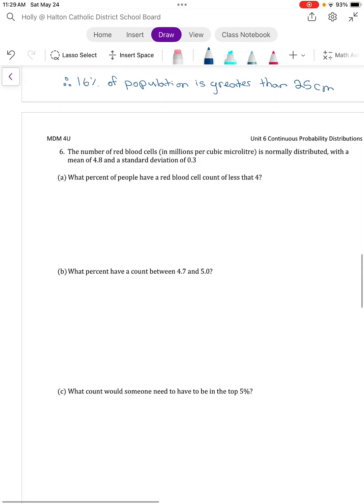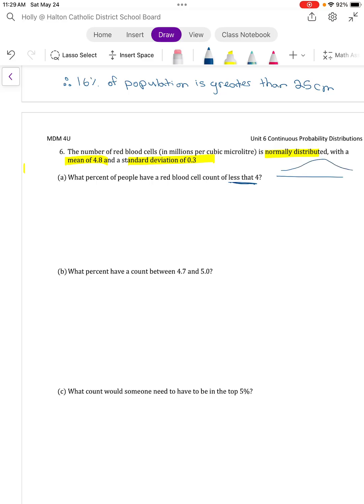And our last example here. The last example is the number of red blood cells in millions per cubic microliter is normally distributed with a mean of 4.8, standard deviation of 0.3. So we know it's normally distributed. We have a mean of 4.8, standard deviation of 0.3. We're going to find what percent of people have a red blood cell count of less than 4. Less than 4.